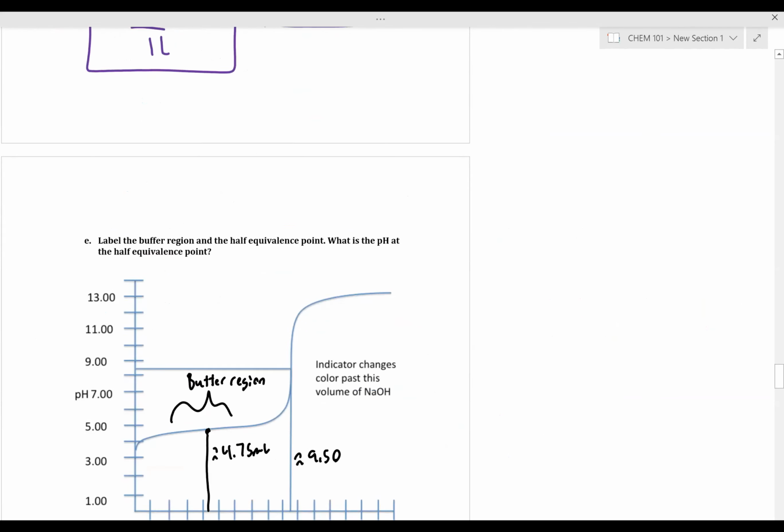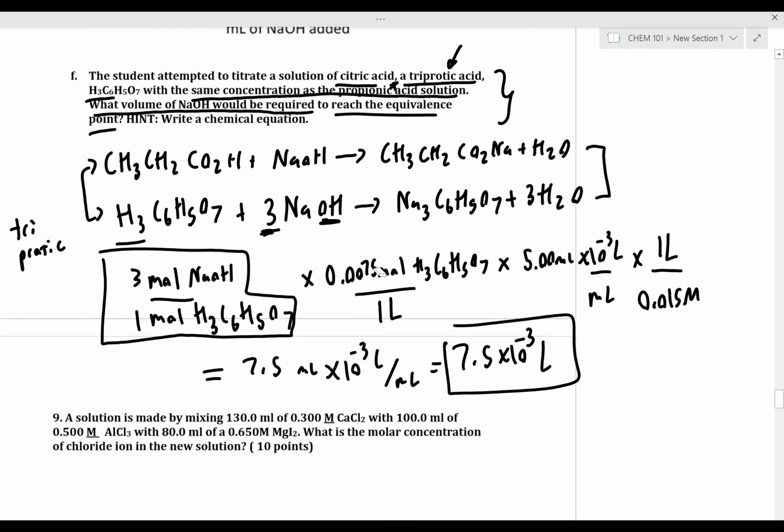Okay, plugging that 0.03 molar for our propionic acid in for our concentration of citric acid gives us the following result. So 0.03 times 3 times 5 divided by 0.015. And that in turn gives us an expected volume of 30 mils, or 3.0 times 10 to the negative second liters. So then, it took us about 30 mils for our triprotic acid, while it took us 10 mils for our monoprotic acid. Now, what's the difference between these two volumes?